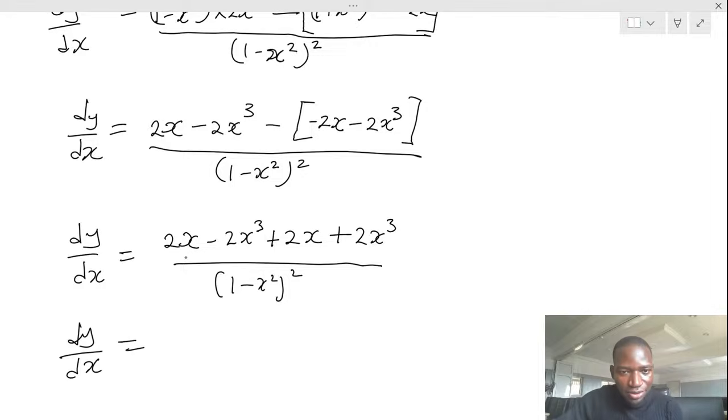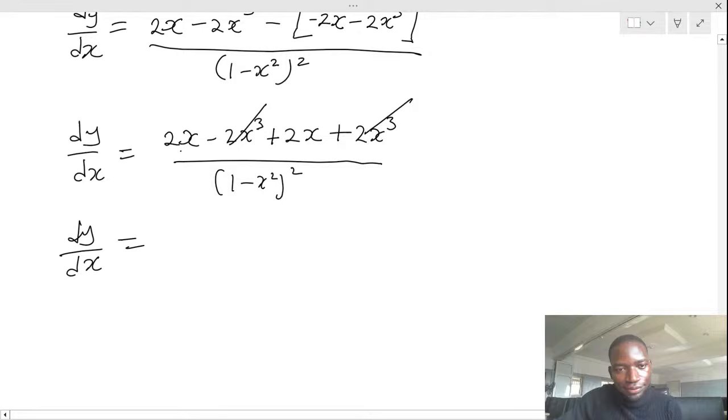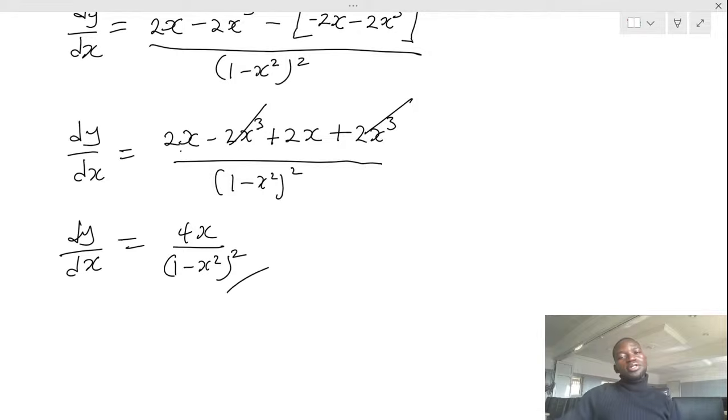So now let's see what can cancel out each other. Minus 2x cubed can cancel out plus 2x cubed. And then we have 2x plus 2x, which is going to give us 4x. So we're going to have 4x divided by 1 minus x squared, everything squared. At this point, there is nothing you can do about it. So that's your final answer.